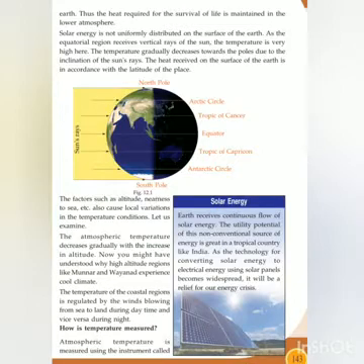Solar energy is not uniformly distributed on the surface of the earth. From the news collage, we can understand that solar energy is not equally distributed on the earth. As the equatorial region receives vertical rays of the sun, we can see in the picture that at the equator the sun rays are vertically passing on the earth. The temperature gradually decreases towards the poles due to the inclination of the sun rays. The heat received on the surface of the earth is in accordance with the latitude of the place.